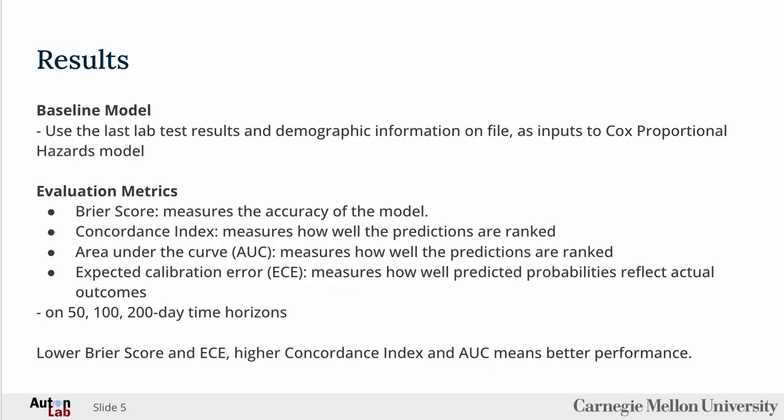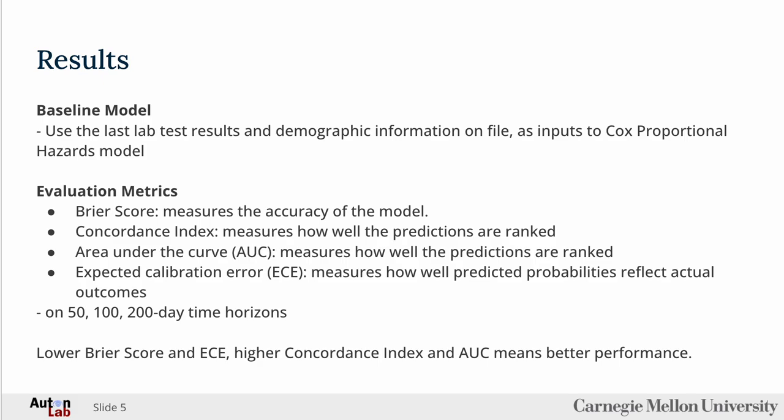To benchmark the performance of our model, we implement a baseline. In this case, we only use the last lab test results and the demographic information as input to the Cox Proportional Hazards model. Now we utilize less information, so this is expected to perform worse than our proposed model.